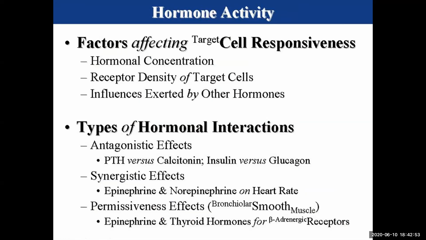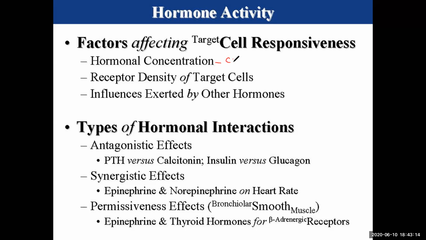So when we talk about hormones, we can say it takes two to tango. You need the hormone, the chemical messenger, right? When we say hormone concentration, we are talking about the chemical messenger, CM. But a chemical messenger is not enough. You need a second component, and that's the receptor. So it takes two to tango, right?